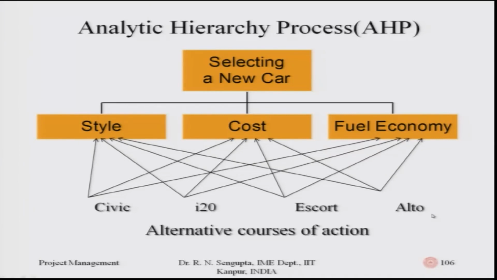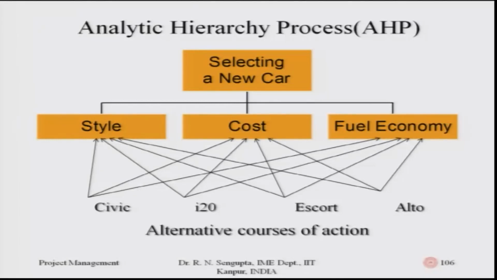And if you remember, I did mention style, cost and fuel economy. So, they can be broken down into tertiary and more such levels. So, this is the primary hierarchy. I am not going to go into much complication, but just simply consider the problem such that it will give a good flavor of how AHP can be used.